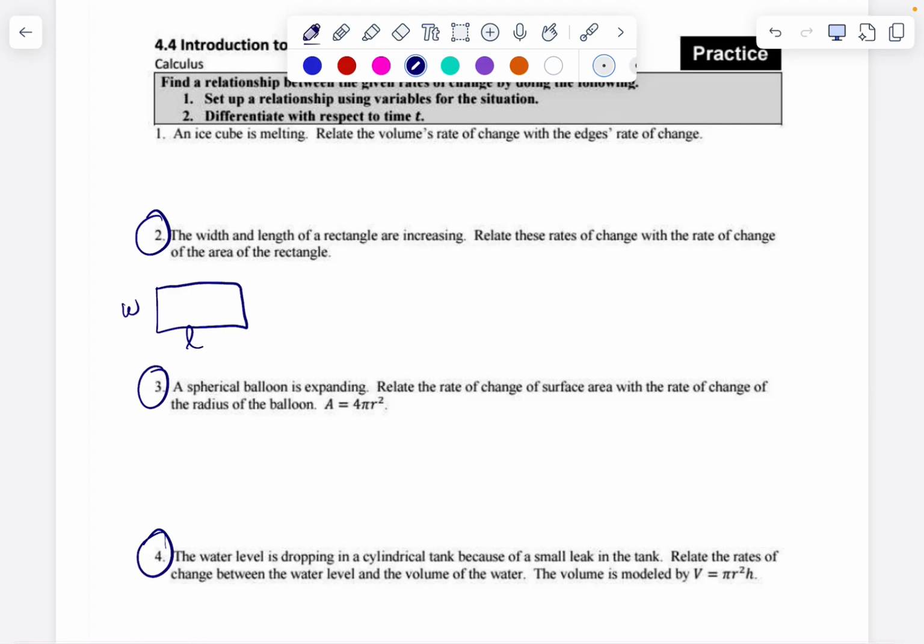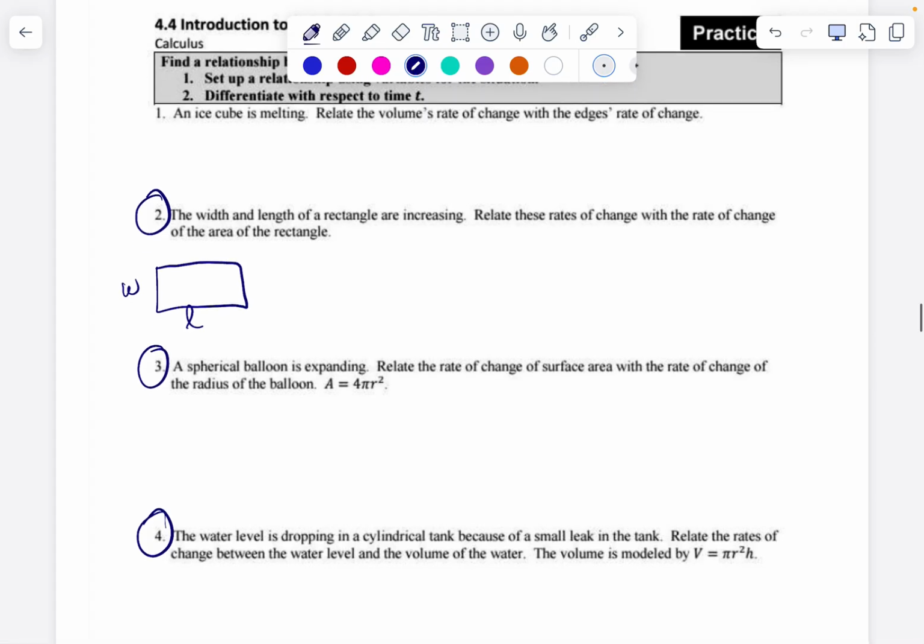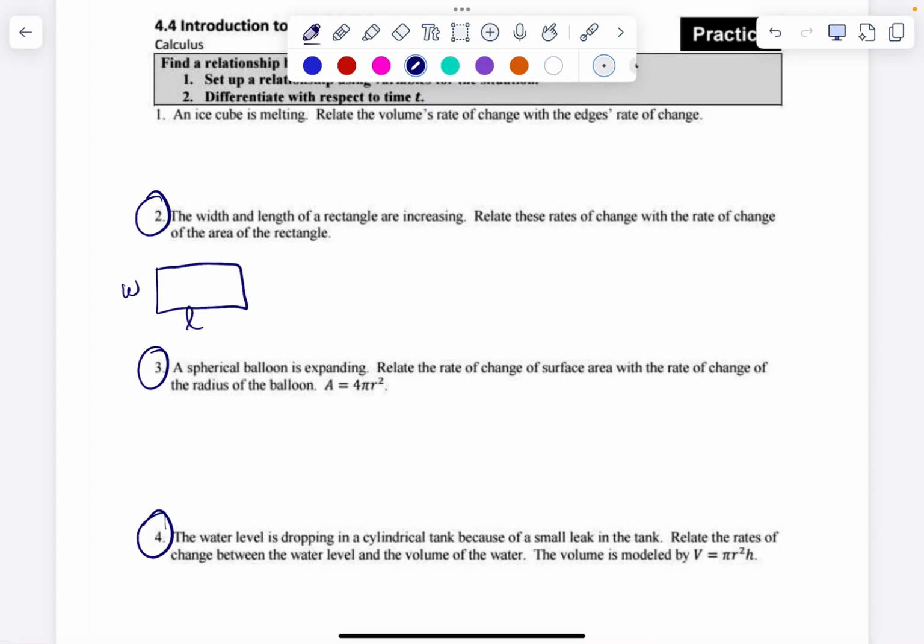Okay, so guys, pictures are going to be huge for all of these, by the way. Sometimes it's kind of hard to draw the scenario, but at least give it a shot. And so we have this rectangle, we have width times length. So our area is just length times width.